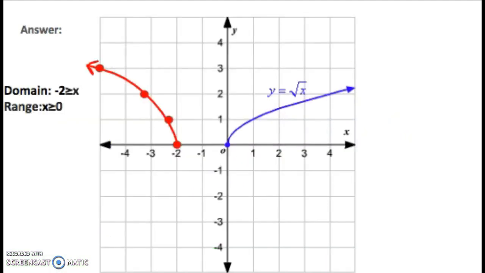The next step is to graph. So once we've graphed the points, we'll get this line. The blue one is the parent function. The red one is the modified function. So now the domain is every number that's equal to or less than -2. And the range is every number that's equal to or greater than 0. That's because the domain is the x and the range is the y. Now for the next example.